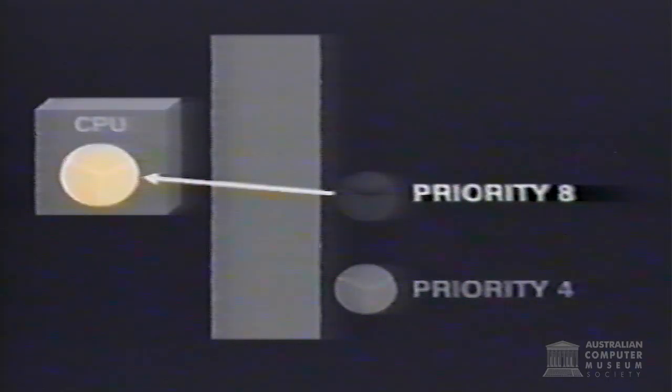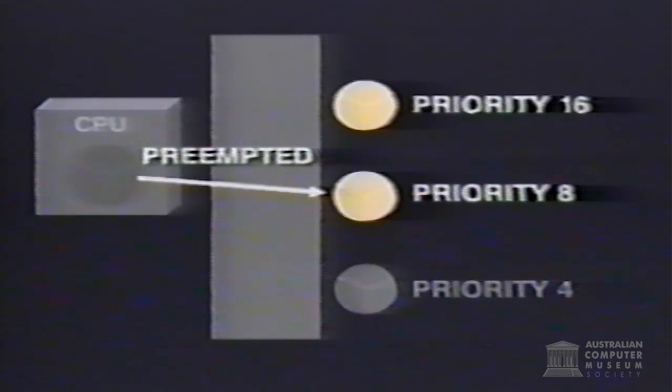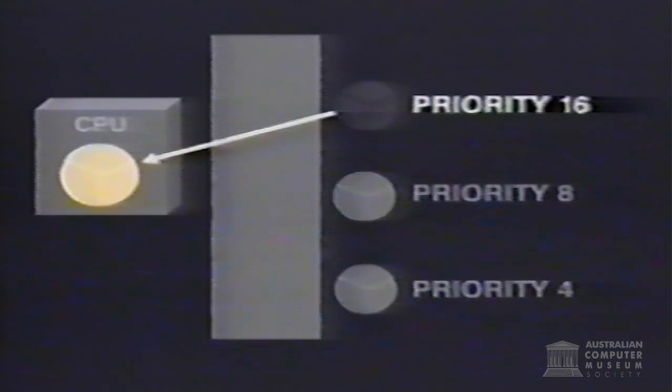That is, the computable process with the highest priority is the one that executes. Here, a process at priority 8 is executing. However, the executing process is preempted if another process with a higher priority becomes computable and the scheduler awards control of the CPU to the higher priority process.